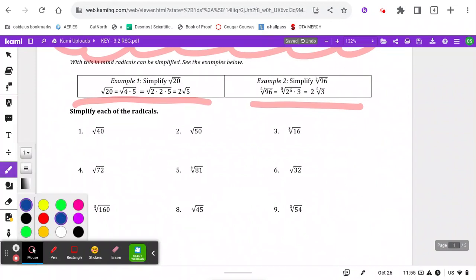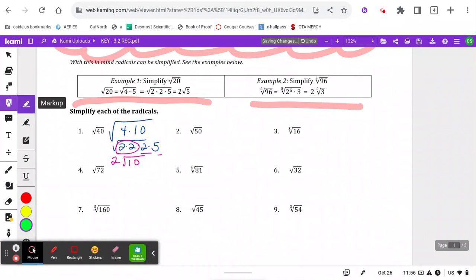So this first one is root 40, breaking it down into its smallest parts. Maybe you'd think of that as 8 and 5 or 4 and 10. And then break the 4 down into 2 times 2 and the 10 down into 2 times 5. So now I've got this into its smallest parts. Because this is a square root, I'm looking for pairs. I see a pair of 2's, so the 2 comes out. And then that 2 times 5 that don't have pairs, they stay inside, so they multiply back together and you get 2 root 10. This simplified radical comes out to 2 root 10.